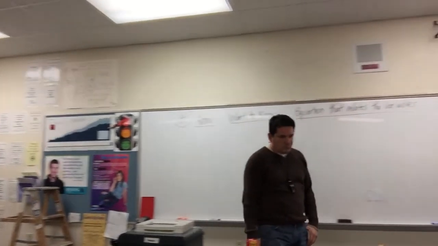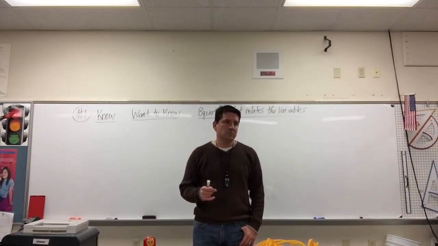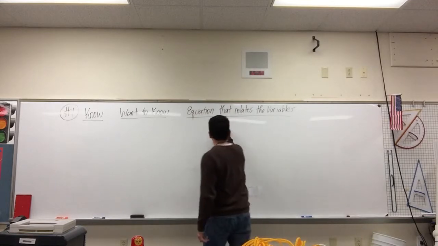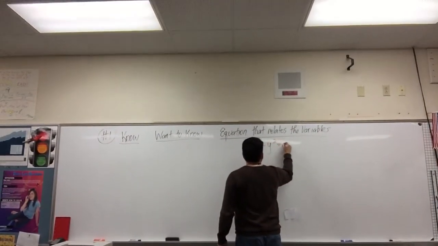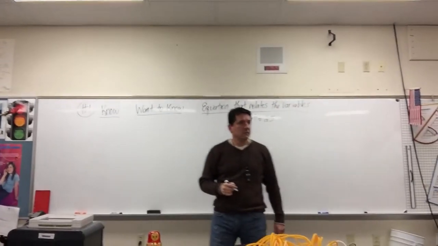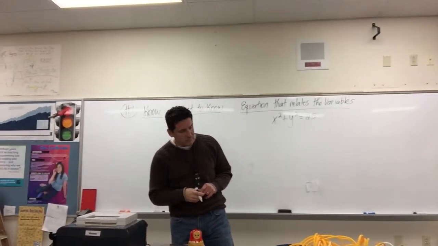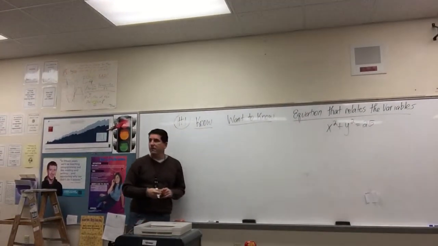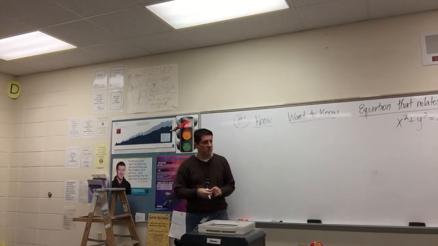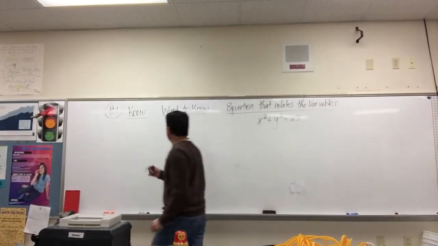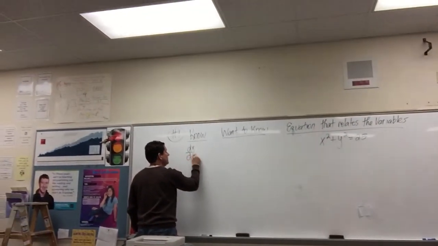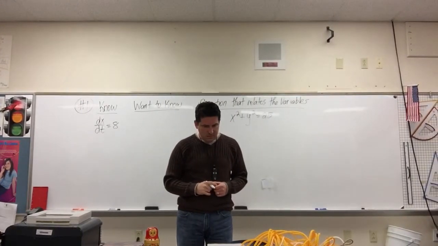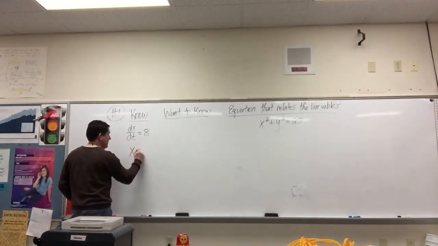So in this problem, what do we know? Okay, the x squared plus y squared equals 25 is ultimately the equation that relates the variables. So that's where we put that one. So, give me either what we know or what we want to know. Okay, he says dx dt is equal to 8. So, we know that. Anything else we know? X is 3 and y is 4.